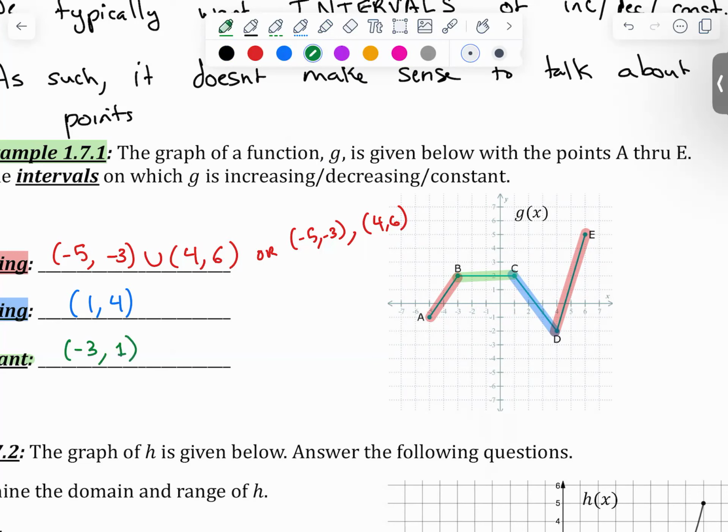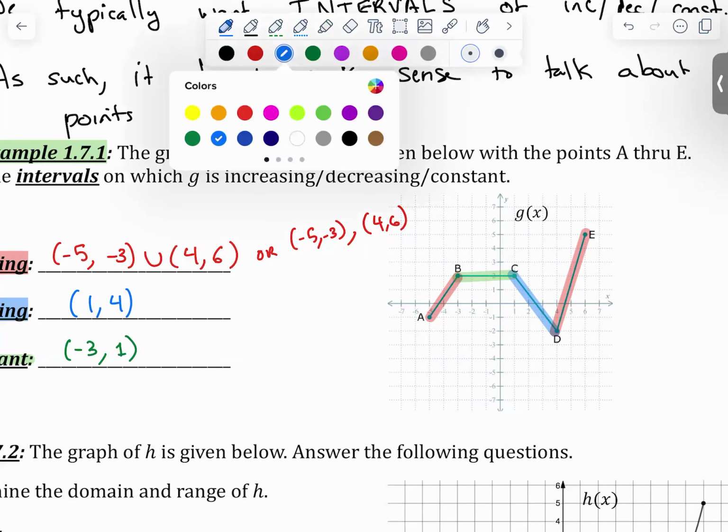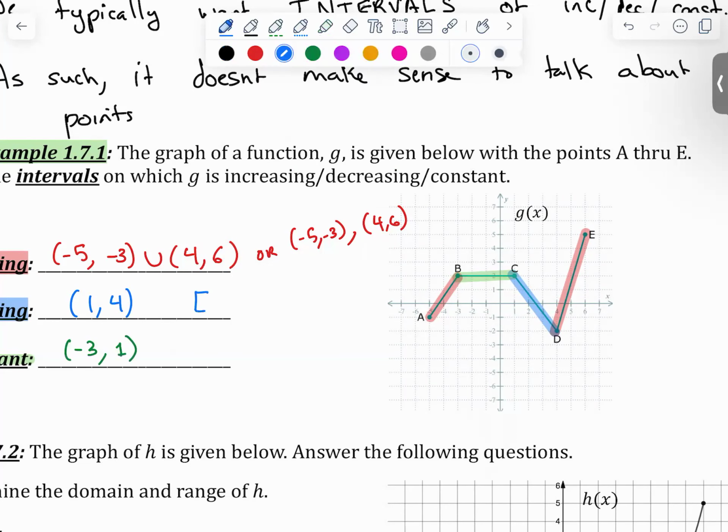Now, you might be asking yourself, Phil, why don't we put the endpoints on there? Some textbooks might. Some textbooks might say that the interval of decrease should be, don't write this down because I disagree with it, including the endpoints. However, it doesn't really make sense based on the definition to say that you're increasing at 4 when you can't check any number to the right of it.